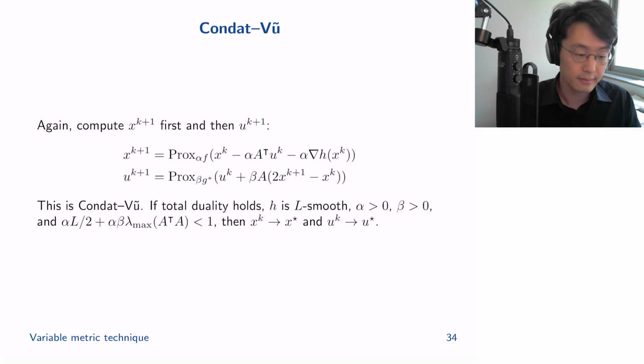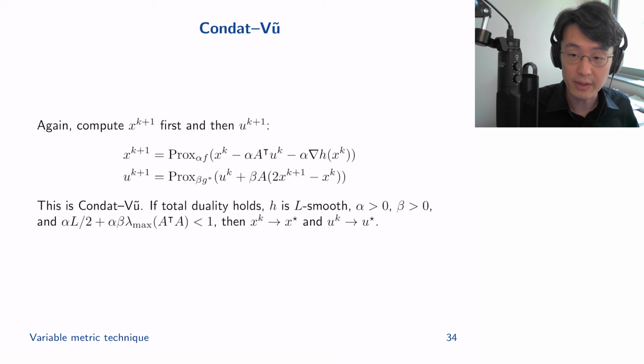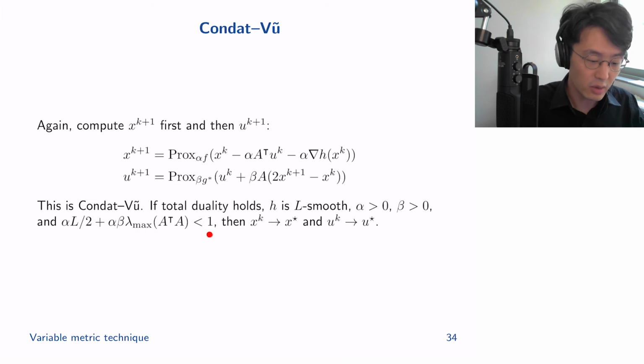This method is named Condat-Vu because the method was independently proposed in the same year by Laurent Condat and Bang Cong Vu. If strong duality holds, if h is L-smooth, alpha and beta are positive, and if this step size condition holds, then the primal iterates converge and also the dual iterates converge.